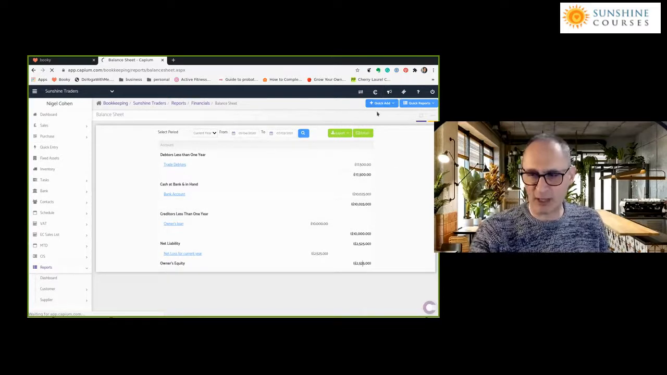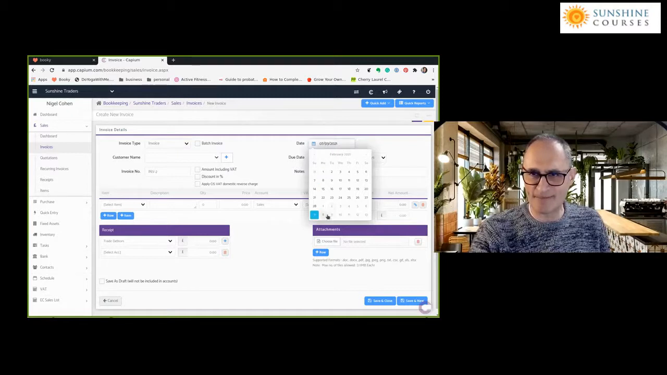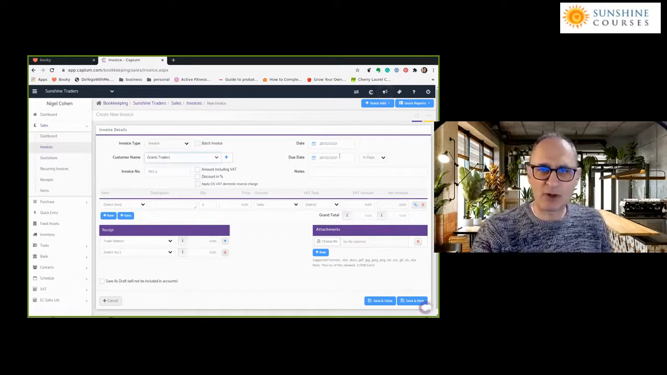Okay, I'm going to add another invoice. So let's do this a little bit quicker. And the other invoice is on the 28th of February. And this invoice is to Grants Traders. In this case, I'm not going to give them any credit. Typically with Grant Traders, they pay us on a monthly basis, they pay by standing order, whatever it is. I'm going to ask for payment immediately. And this is just so you can see what happens if someone pays us late.